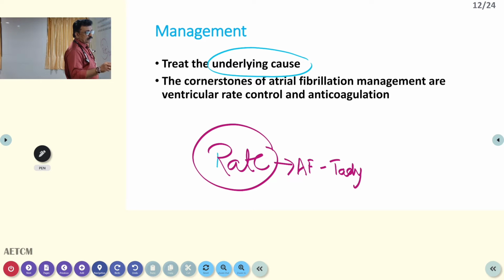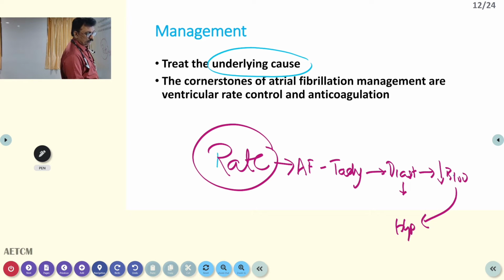Tachycardia will reduce the diastolic phase. Diastolic phase is the phase where the ventricle accumulates a good amount of blood. If the diastolic phase is reduced, then the blood in the ventricle will come down. So that will produce hypotension and shock. So what is most important in the emergency room is the rate. So controlling the heart rate in atrial fibrillation will be the most important step in the emergency room.